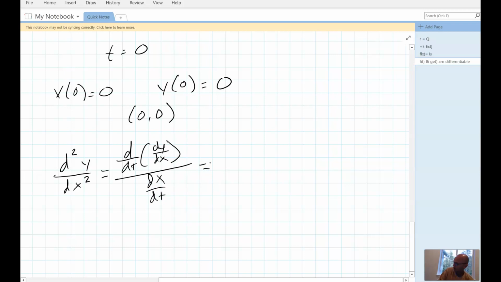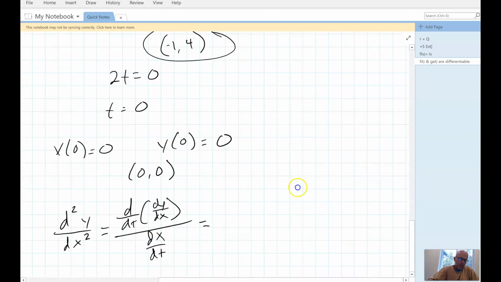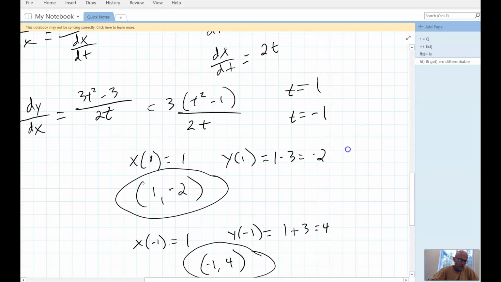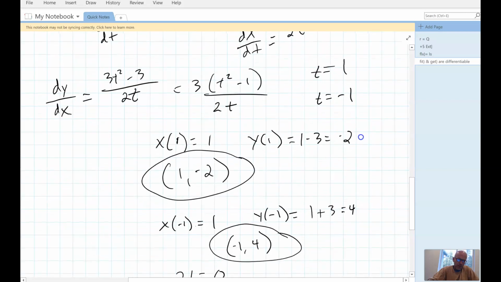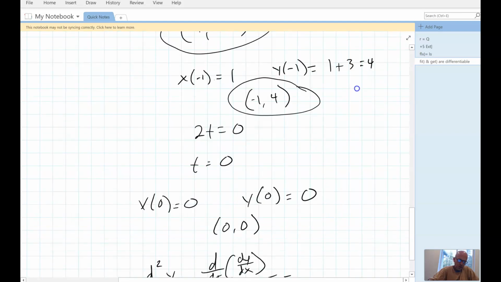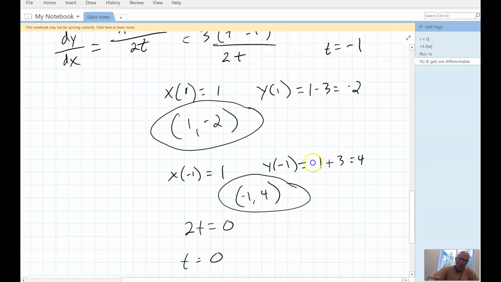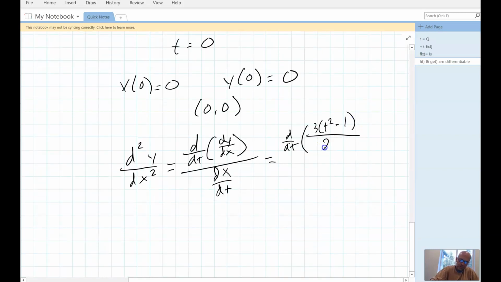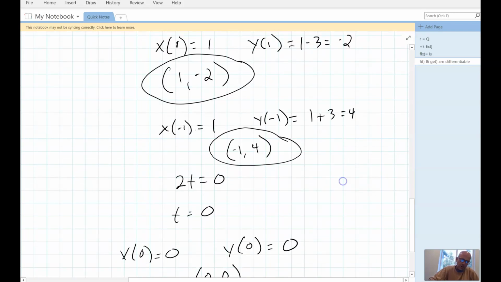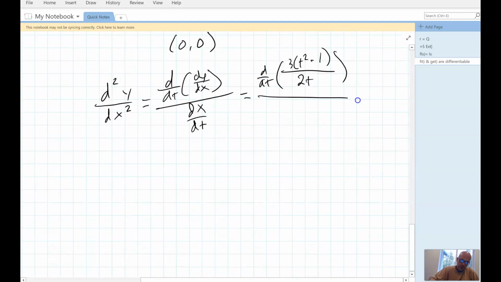So I just need to replace dy/dx with what it is. So the derivative of dy/dx, well, we determined that dy/dx was 3 times (t squared minus 1) all over 2t. So we're taking the derivative of that, and then we just have dx/dt on the bottom, which is 2t. dx/dt was 2t, am I remembering that right? Yep.